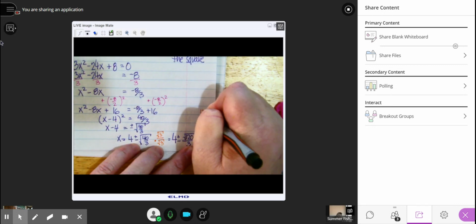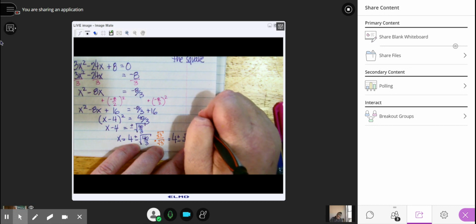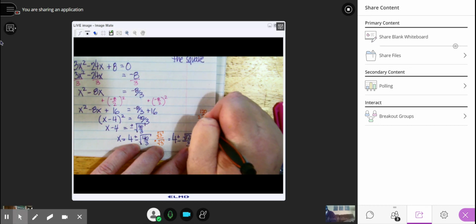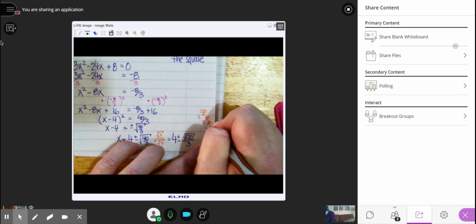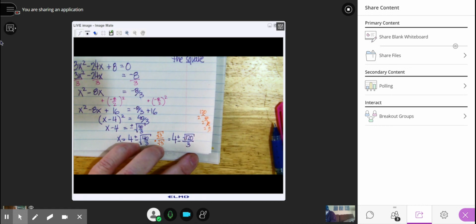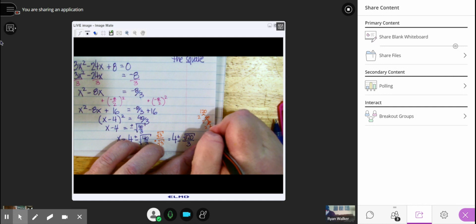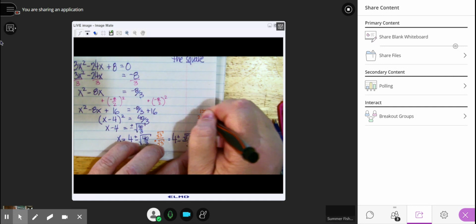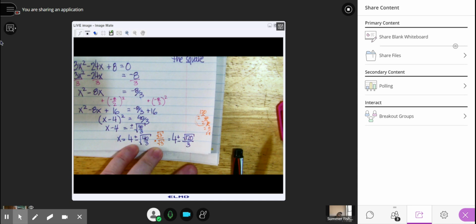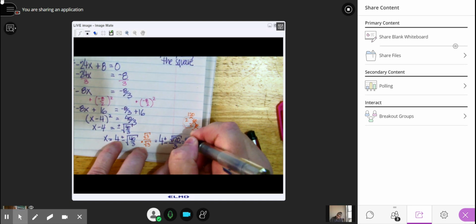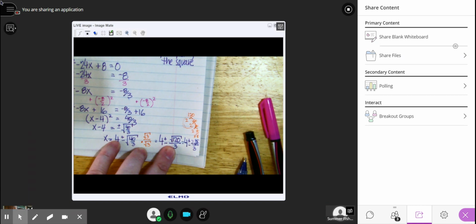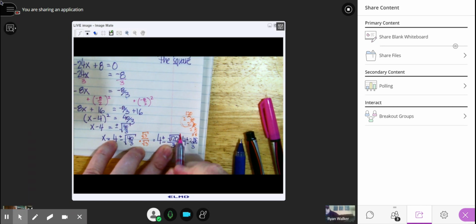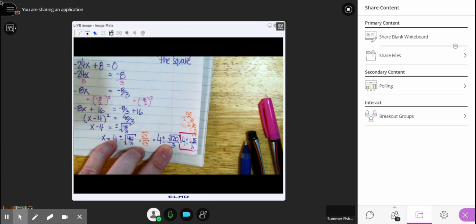Now I have to see if the 120 breaks down. 2 times 60, 2 times 30, 2 times 15, 3 times, okay. So I only have a pair of 2s. Ack! 4 plus or minus 2 square roots of 30 over 3. That would be my exact answer.